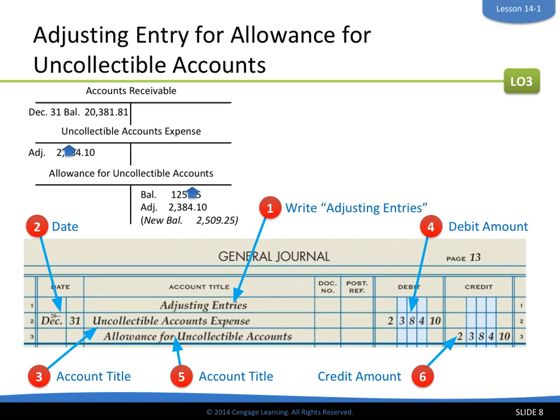Okay, so now we would need to make the adjusting entry to get that allowance for uncollectible account to the point where we think it should be, that $2,509.25. So we need to make an adjustment to hit that allowance for uncollectible account for the $2,384.10 as a credit. I need to make a debit entry into my uncollectible accounts expense for that exact same amount. Okay, once I figure out my T tables, I can bring that down into my general journal.